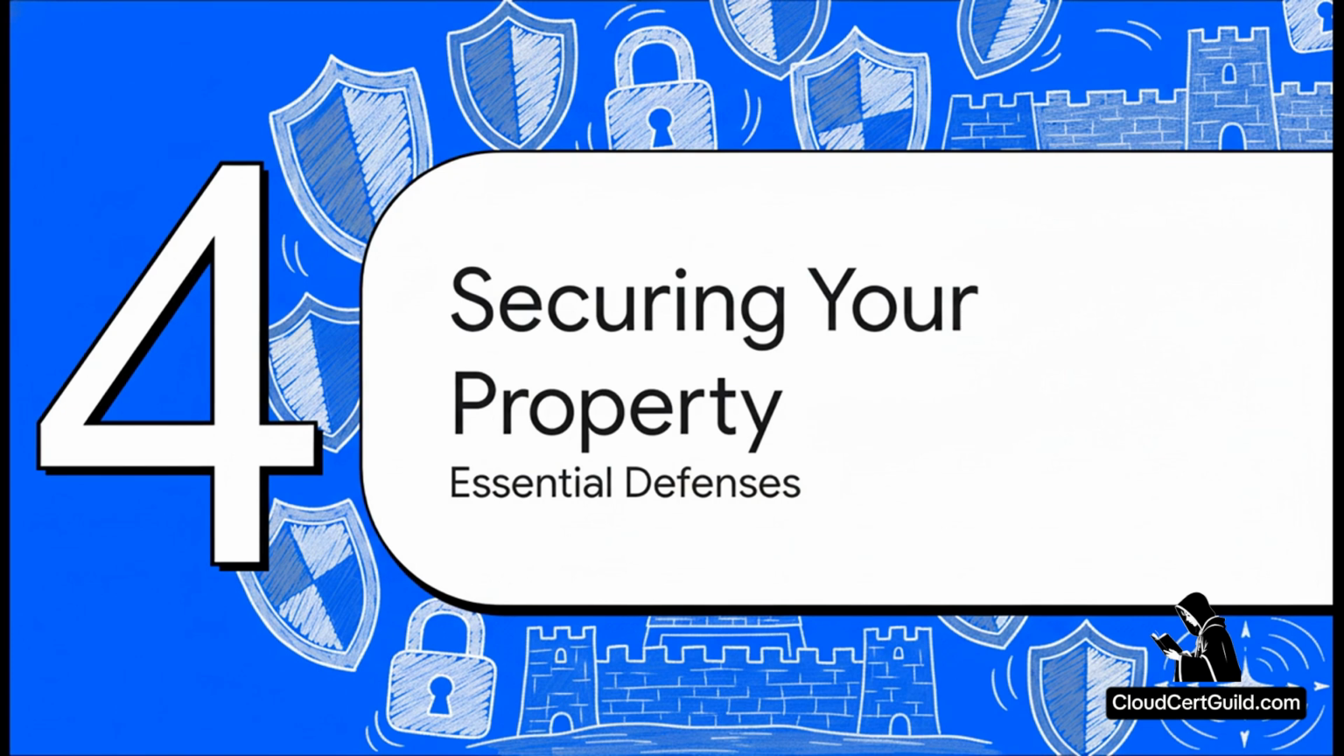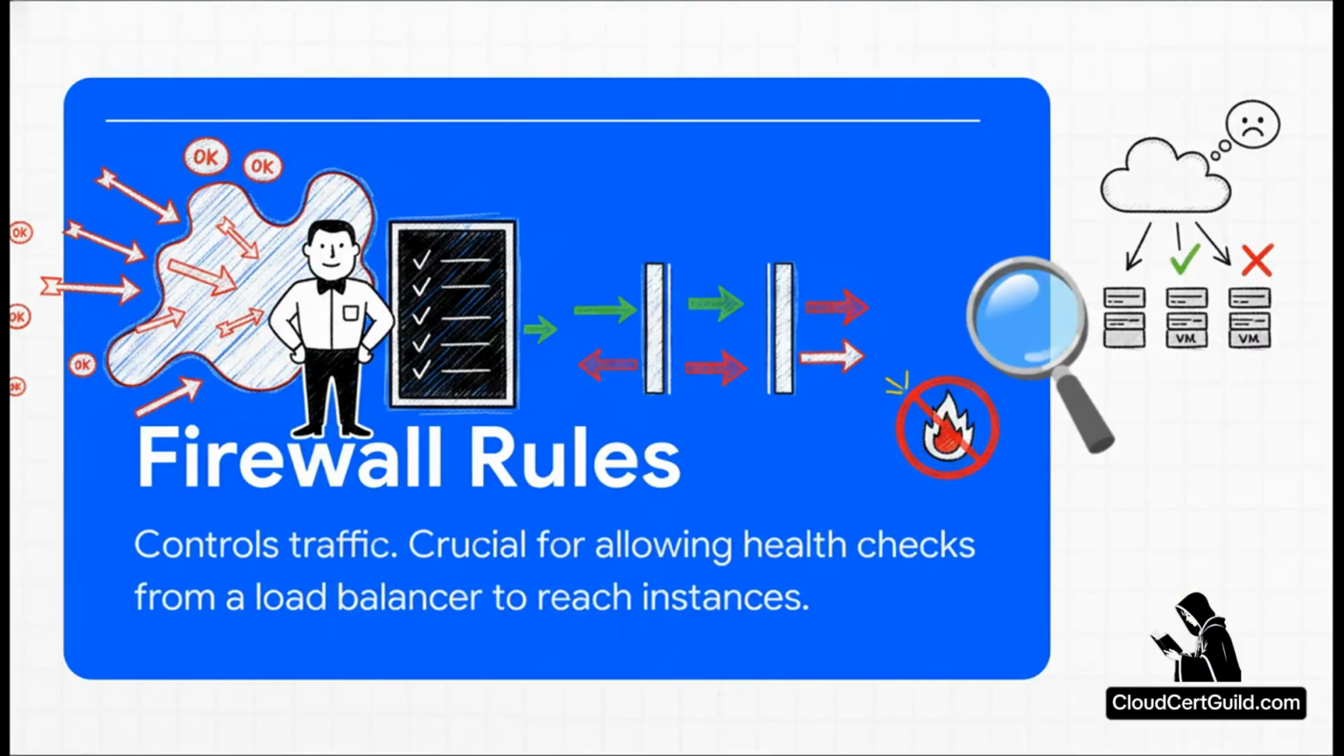Now we have to lock the doors and secure the property. Just like any valuable creation, our digital one needs some strong fences and a few security guards. Your first line of defense is a firewall rule. This is the bouncer at your club's front door. It inspects every single connection trying to get to your VM, and it checks it against a list. If that traffic isn't on the list, it gets denied.